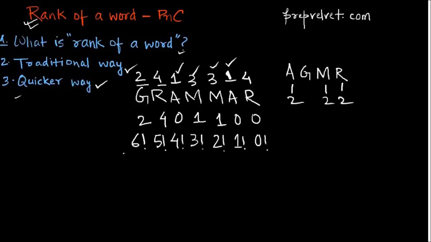Notice the difference between the previous example and this example. In this example there is repetition of words. A is repeating twice, M is repeating twice, R is repeating twice. So to nullify that effect, we'll divide 6 factorial by repetition of A twice, M twice and R twice. So 2 factorial, 2 factorial and 2 factorial. For 5 factorial we have repetition of A twice and M twice and also R twice, same thing. So 2 factorial whole to the power 3.